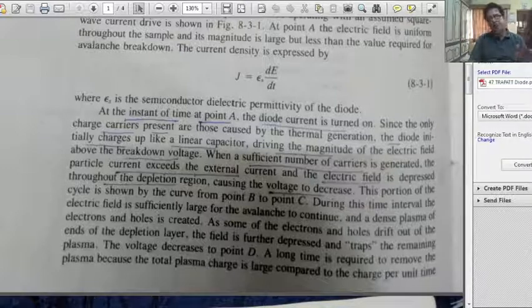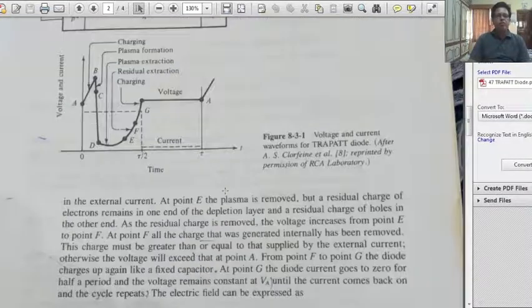When a sufficient number of carriers are generated, the particle current exceeds the external current and the electric field is depressed throughout the depletion region, causing the voltage to decrease. This portion of the cycle is shown in the curve from point B to C. From B to C, what happens?